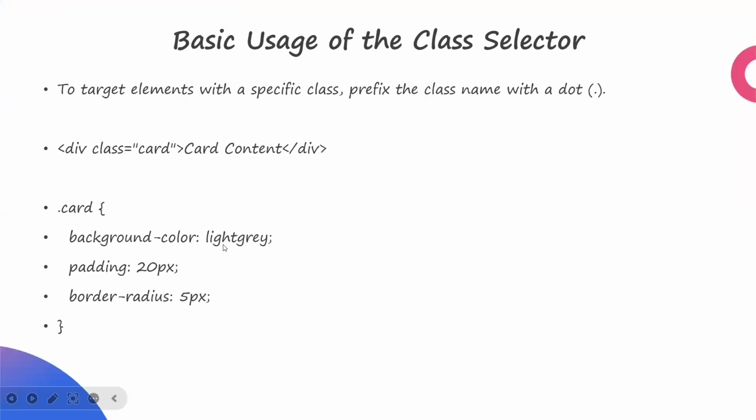You add this class attribute, add the value card. Then when you go to create the CSS, remember, what's the syntax of CSS? Instead of here, you use card. You use the class attribute value, preface it with a dot, then write your CSS rule.